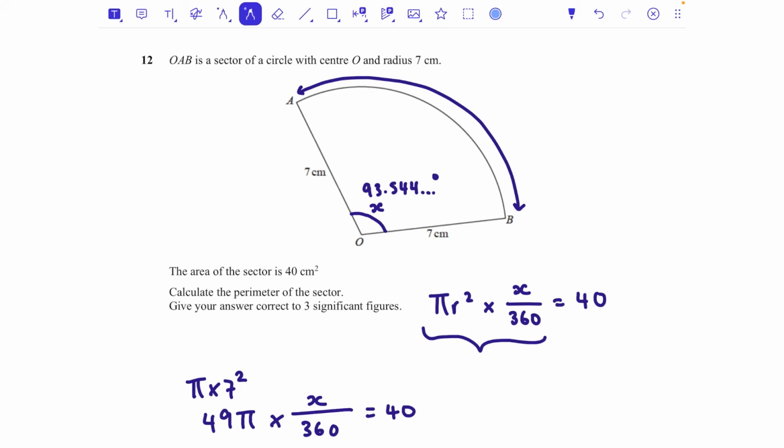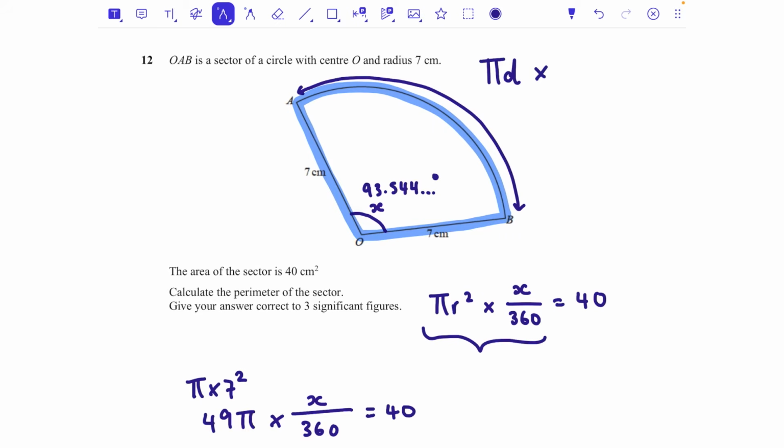Now we want to work out the perimeter. So the perimeter is made up of 3 parts. If they just asked me for the arc length, then I'd just be working out that bit. But perimeter goes all the way around the outside of a shape. So I need the arc length, and I'm going to add 7 and add 7 so that I get all the way around the outside of a shape. Now arc length is pi d, that's the circumference, times the number of degrees we're interested in, x, which we now know is 93.544, out of 360. The diameter of this circle would be the distance all the way across. If you imagine it was a full circle, then the diameter is 14.